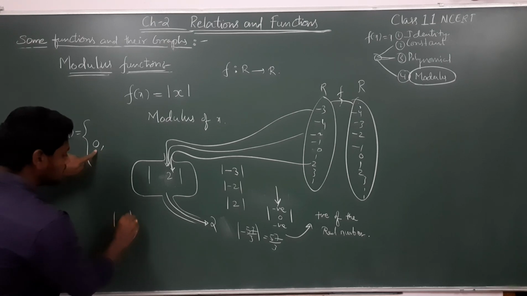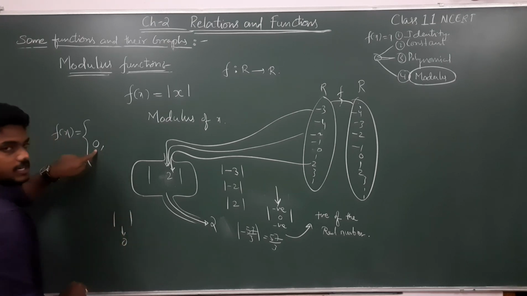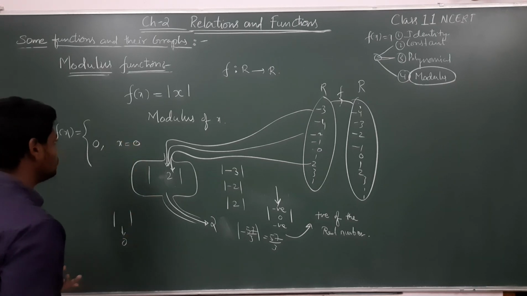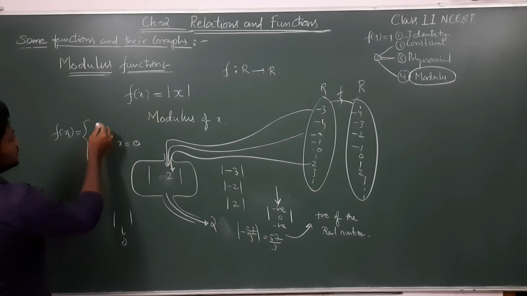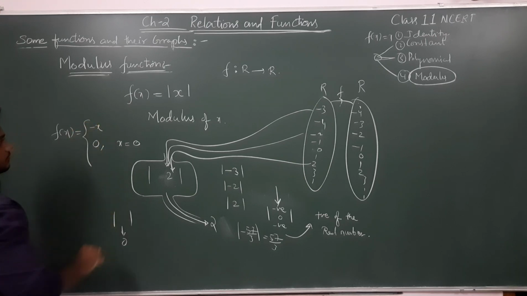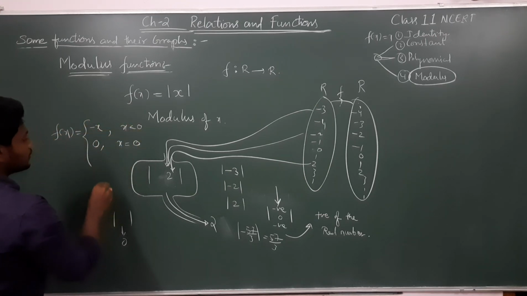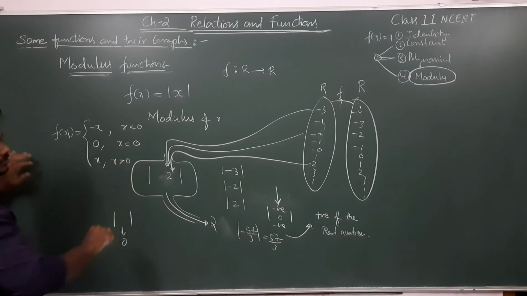That means the modulus function will give 0 if x is equal to 0. The modulus function will give minus x when x is less than 0. The modulus function will give plus x when x is greater than 0.